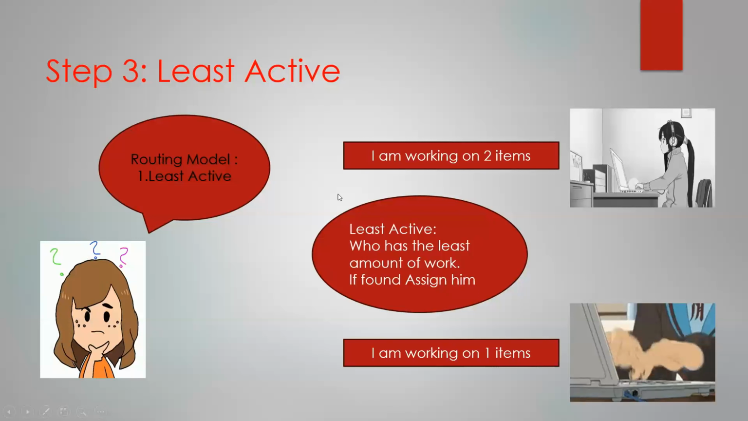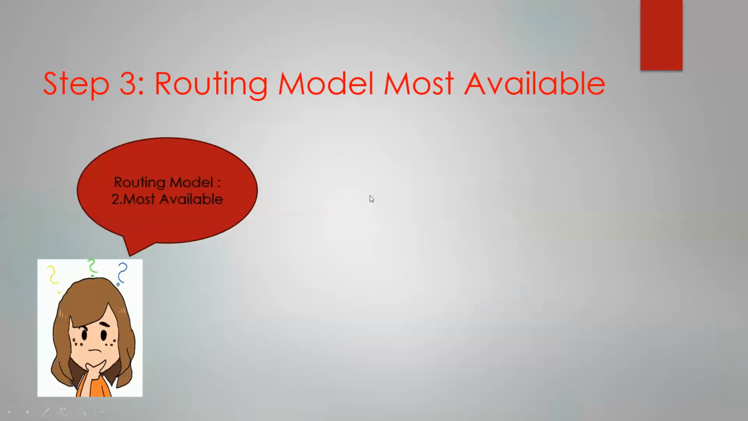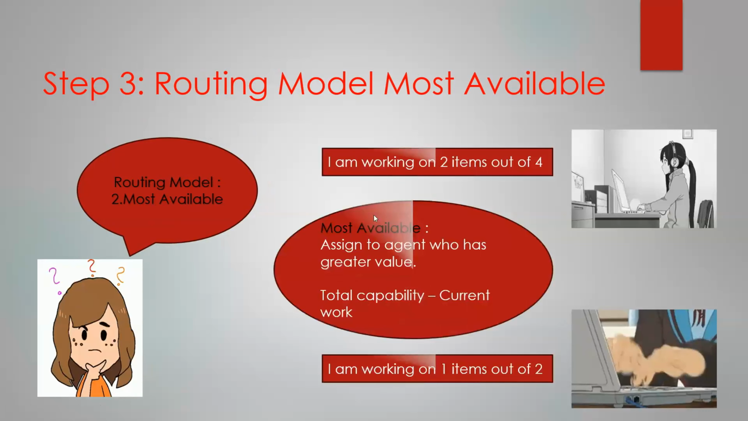Okay, let us see what the most available will do. Routing model most available. What is routing model most available? Same scenario, 2 persons are working. But in this scenario, you can see here, she is working on 2 items. So the total capacity of items which she can handle is 4. Okay, and he is working on 1 item. So the total capacity of work items he can handle is 2. So what most available will do is total capacity minus current work.